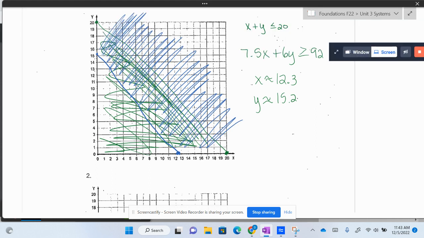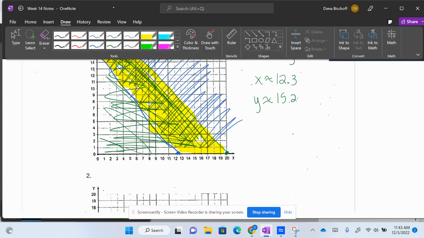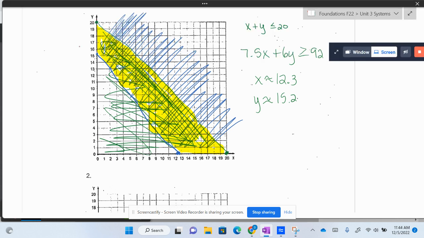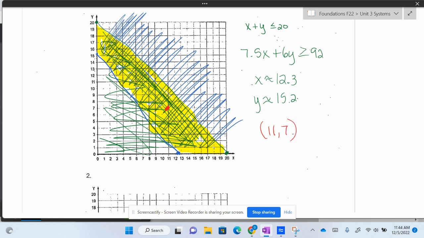So let's talk about what that means. It means that the solution to this system of inequalities is, remember, the place where each individual inequality solution overlaps. So this yellow region is where they overlap. So that means that I can pick a point anywhere in the yellow region. So I'm going to pick the ordered pair 11, 7.